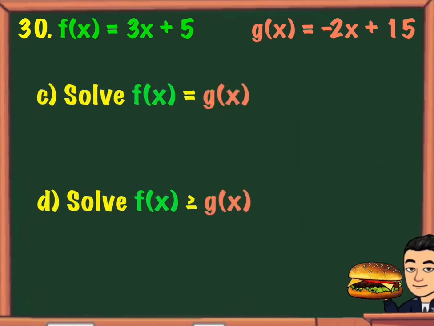For letter C, you're just going to set the f of x, which is 3x plus 5, equal to the g of x, negative 2x plus 15. If you solve for it, you're going to get that x equals positive 2. So letter D is pretty much the same thing, where you're just changing the equal sign to the inequality symbol. So you're going to write x is greater than or equal to positive 2.